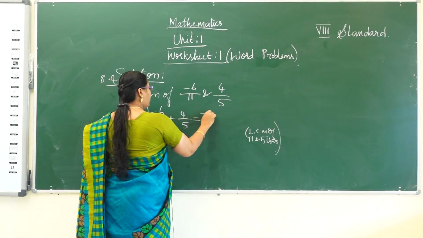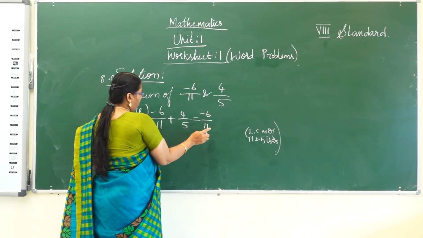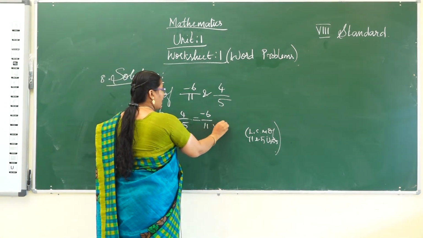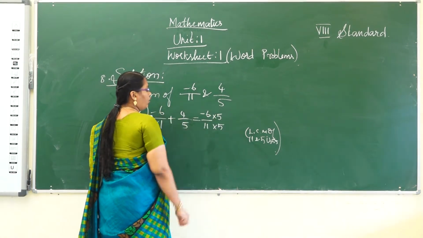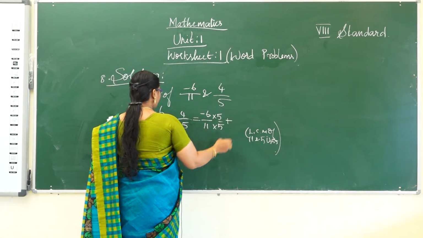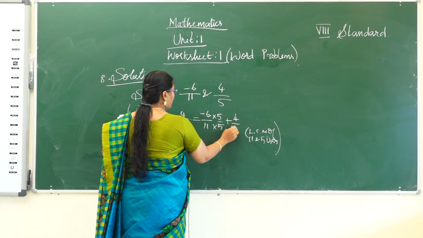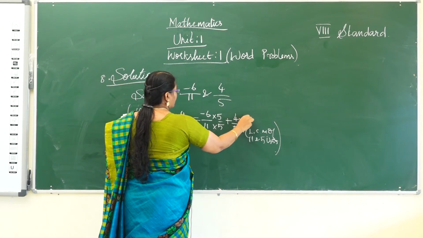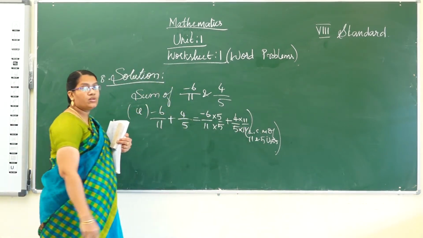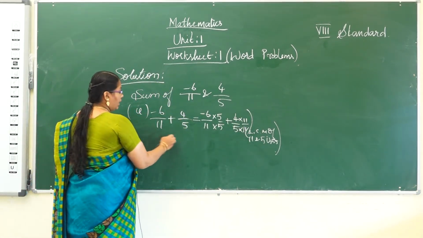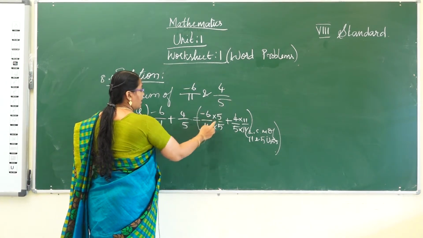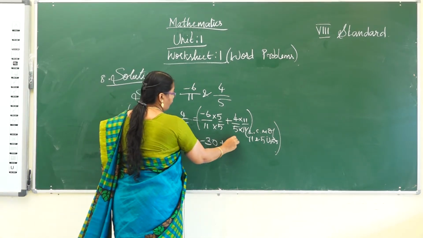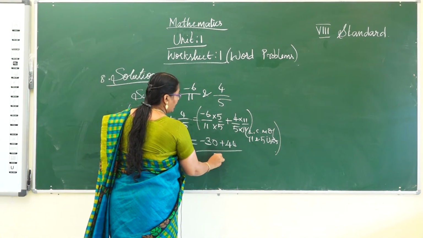Okay. So here, minus 6 by 11. Which number multiplies the denominator to get the value 55? 5. The same number also multiplies the numerator. And then 4 by 5. Which number multiplies the denominator to get the value 55? 11 times. So the same number also multiplies the numerator. So it equals minus 6 into 5, minus 30, plus 44, divided by 55.